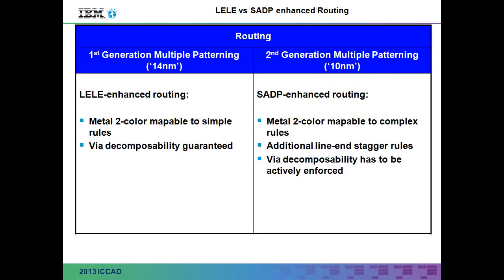All right, then for routing, we started out with litho etch for metal, so the router now had to be 2 color aware. The vias could sort of inherit the colors of the wires, and I'll show you some pictures on that.